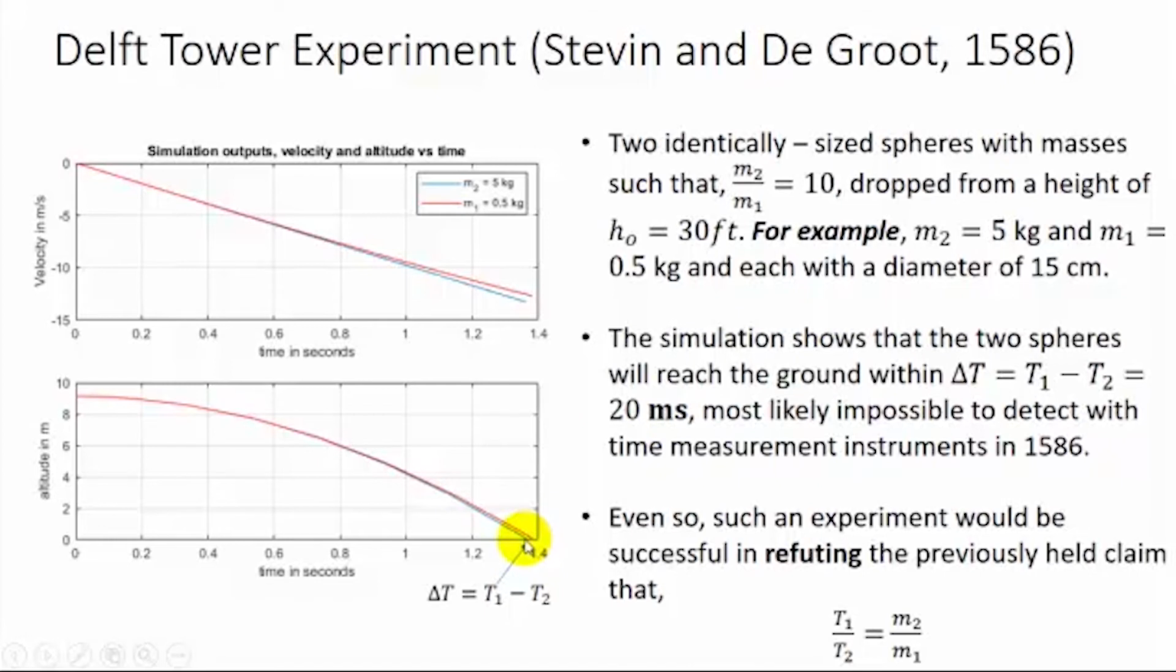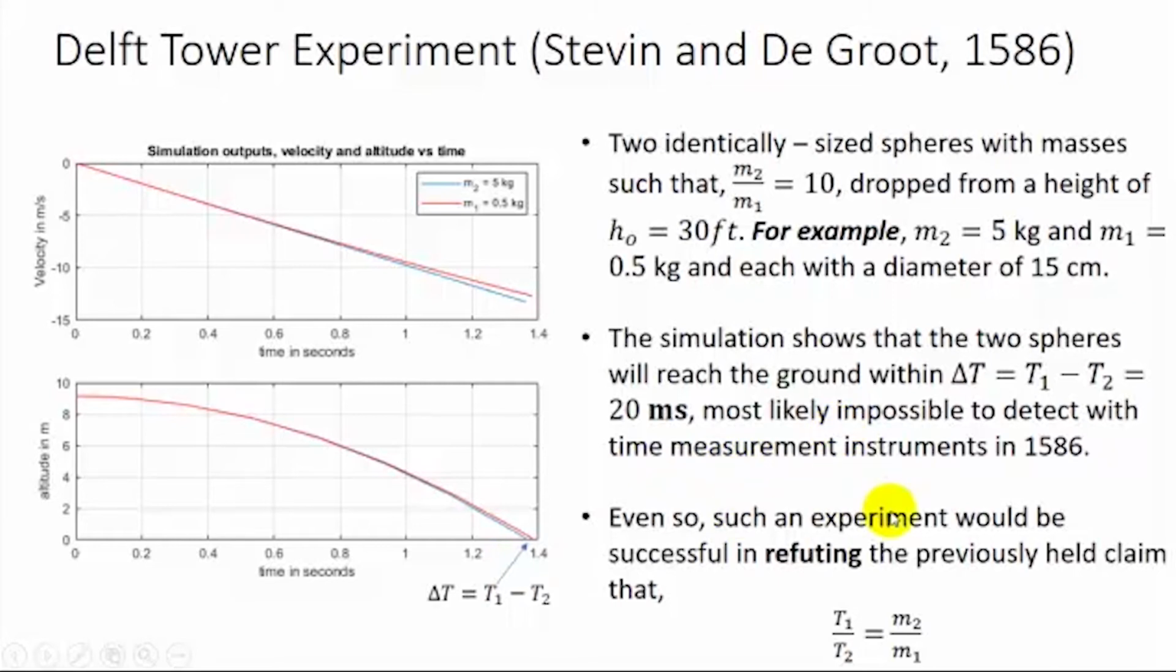The simulation shows that the two balls will not reach the ground exactly at the same time. There will be a small time difference of 20 milliseconds for this example. The important point being that in the time when the experiment was conducted, it's very likely that it was impossible to detect a time difference of 20 milliseconds with the measurement instruments of the time. So to the experimenters, it might have appeared that the balls have reached the ground exactly at the same time.